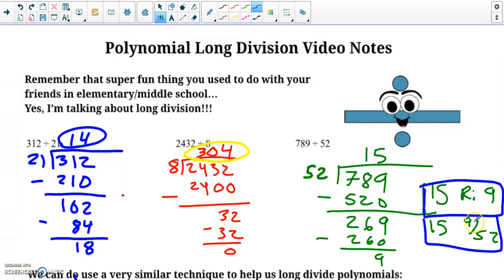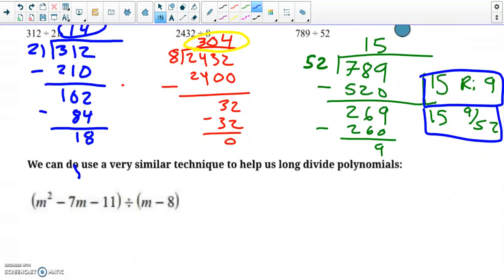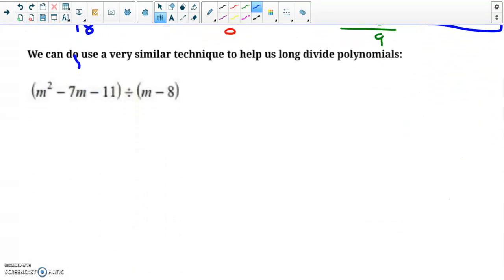Okay, so you should have gotten 15 with a remainder of 9. You could also write that as 15 and 9 50-seconds. Okay? So remembering that process, we're going to do something very similar to help us divide polynomials. You already know how to multiply, add, and subtract polynomials. You've been doing that for a while. We've done it during class. Division gets a little trickier, which is why we are talking about it last.